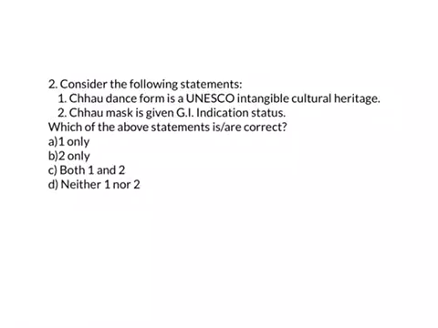The second question is, consider the following statements. Chow dance form is a UNESCO intangible cultural heritage, and the second option is, Chow mask is given GI indication status. Both the statements are correct, so the answer is C, both 1 and 2.